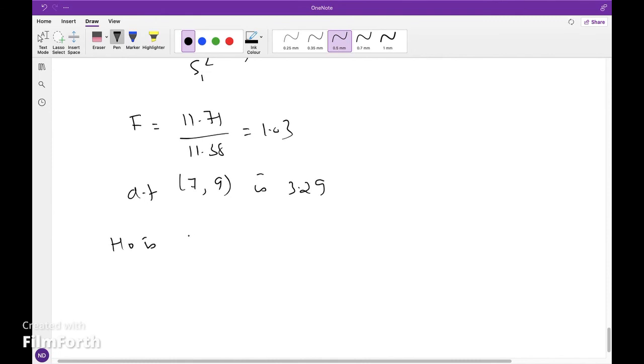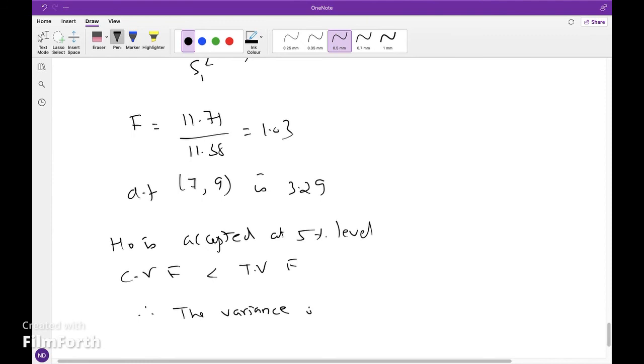Conclusion, H0 is accepted at 5% level, since the calculated value of F is less than the table value of F. Therefore, the variances of the populations are equal.